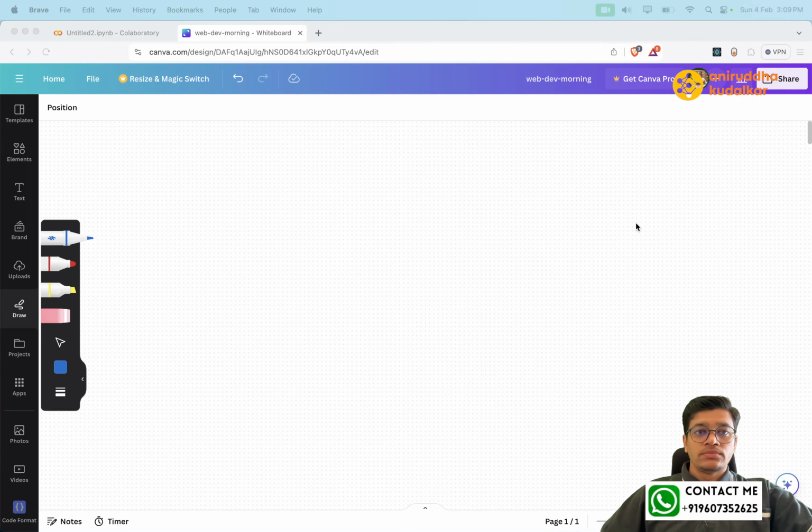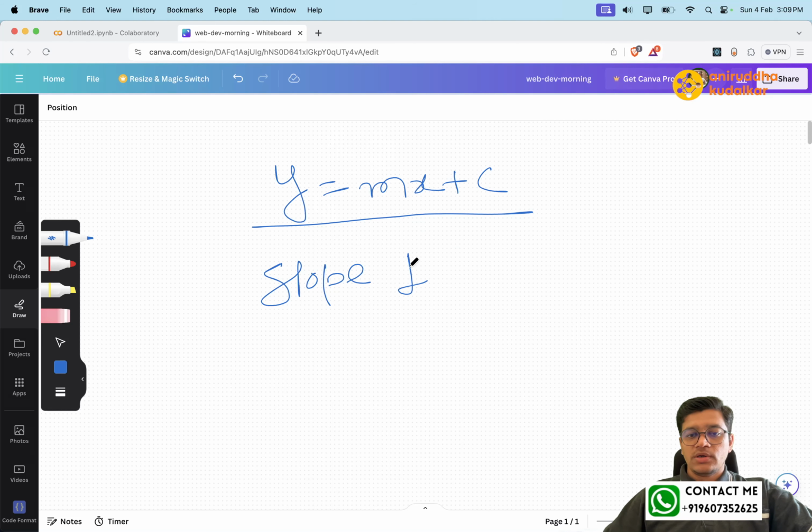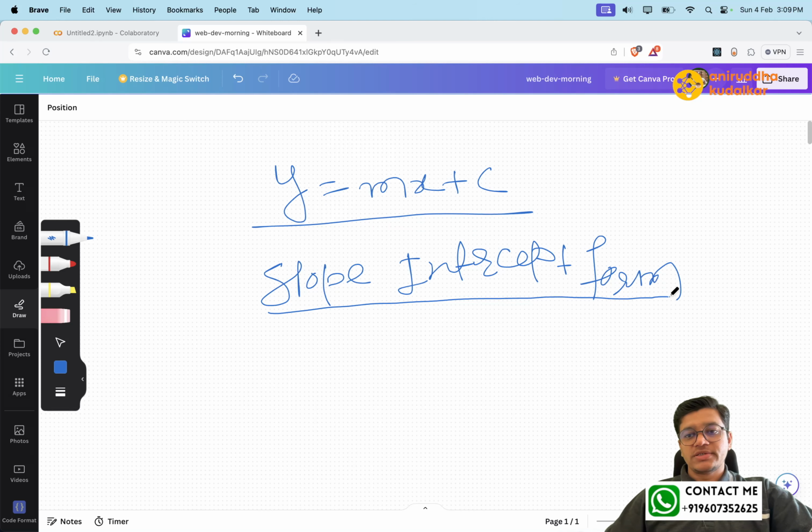Hi. So today we will see something called y is equals to mx plus c. What is this? In mathematics, this is called the slope-intercept form, which means that you are given the slope of the line and the y-intercept, right?